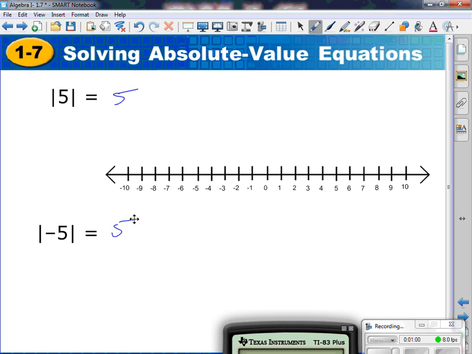What absolute value really is: if I graph 5 right here, how many steps does it take to get back to 0? 1, 2, 3, 4, 5. If I plot negative 5, how many steps does it take to get to 0? 5. What absolute value is, is the distance to 0.